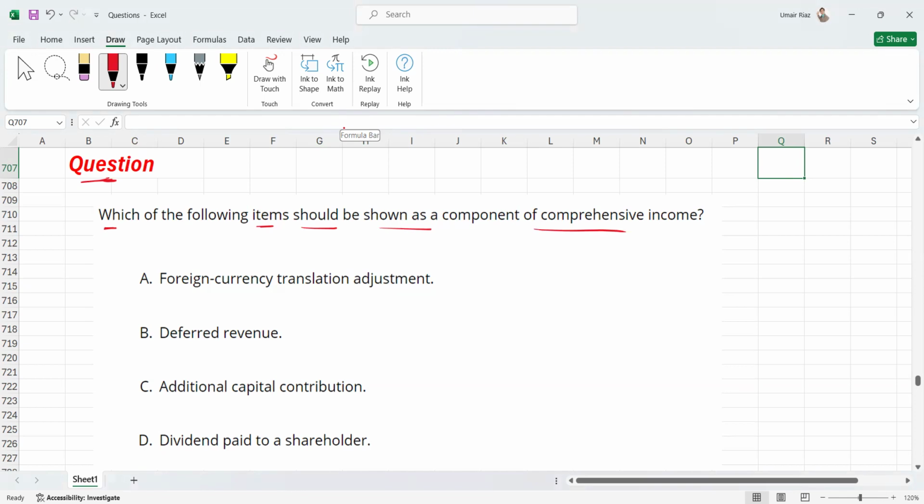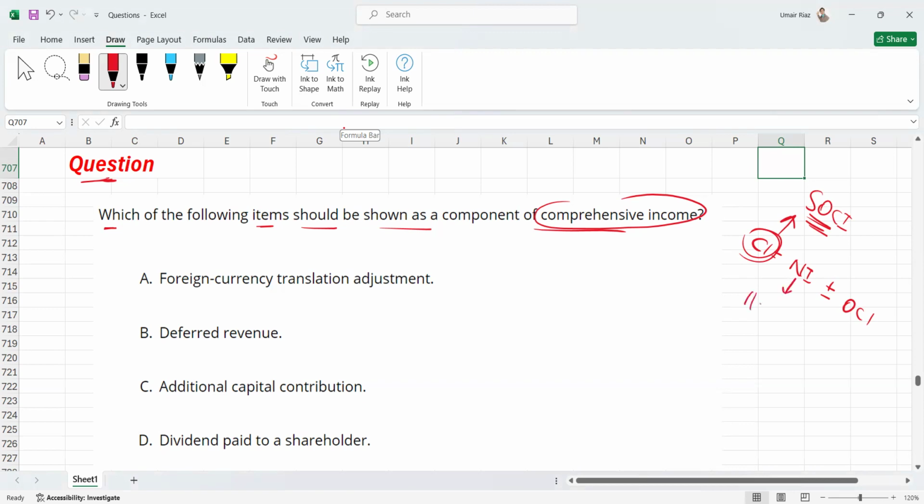So guys, please remember, comprehensive income always equals net income plus or minus other comprehensive income. Please remember, this comprehensive income is shown under the statement of comprehensive income. It's the name of a statement, and this statement shows the comprehensive income, and comprehensive income is always equal to net income plus other comprehensive income.